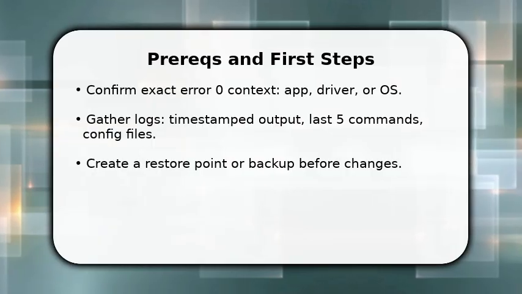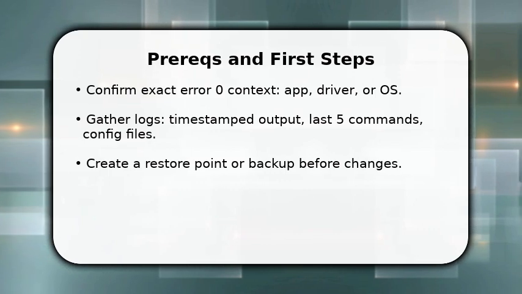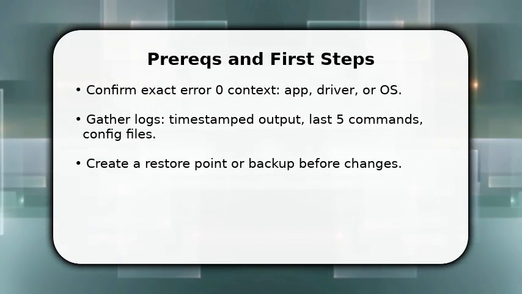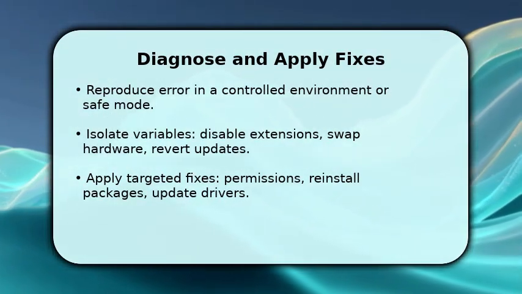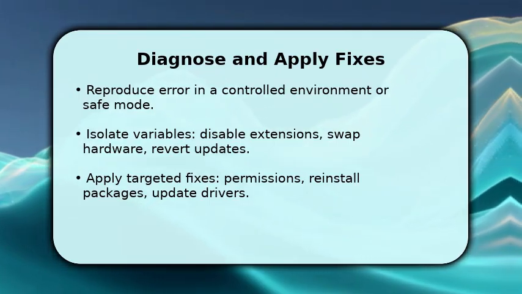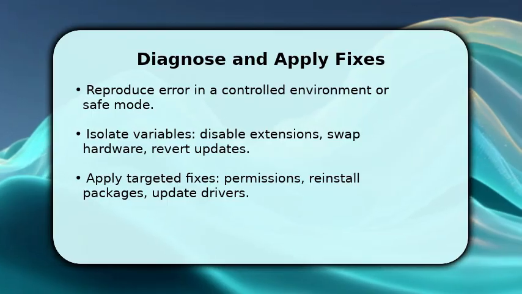Make sure to note recent updates or hardware changes that preceded the error. You reproduce error 0 in a controlled environment or safe mode to avoid side effects and observe the exact failure message. Then isolate variables by disabling extensions, swapping hardware, or reverting the most recent update until the error disappears. That points to the culprit.